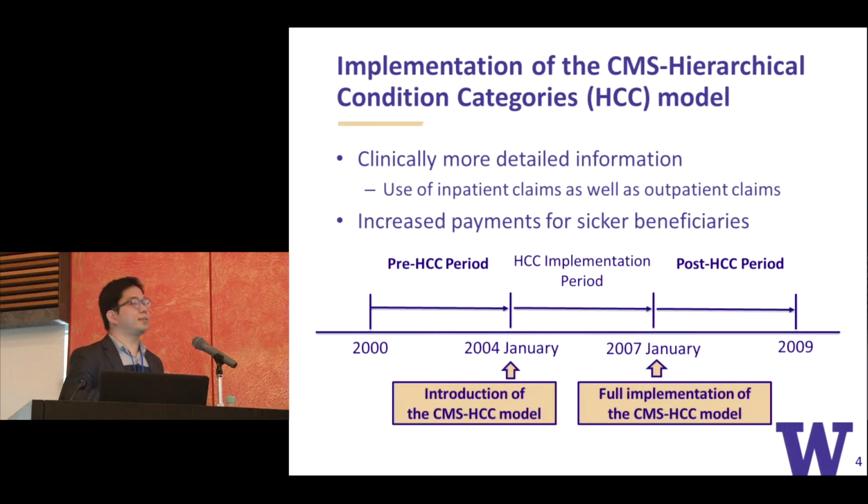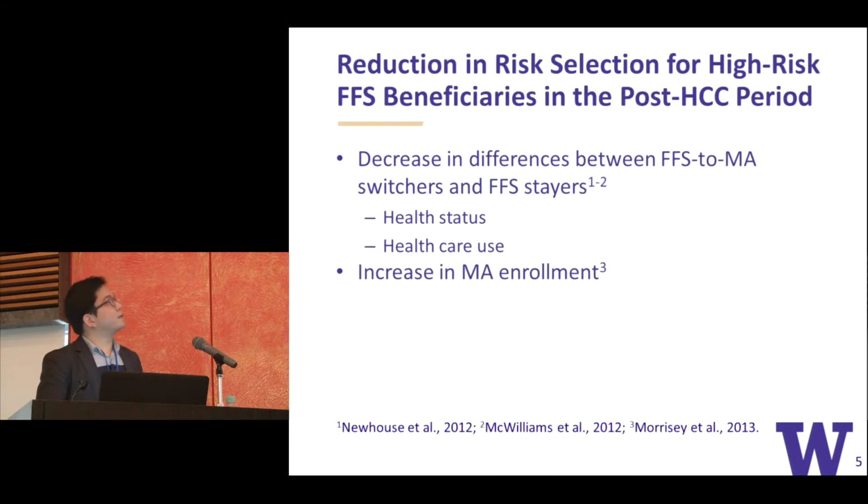The difference between the previous risk adjustment model and the CMS-HCC Model is that the previous model only used inpatient claims data, but the CMS-HCC Model uses inpatient as well as outpatient claims data, so that MA plans receive increased payment for sicker people. The CMS-HCC Model was initially phased in 2004 and fully implemented in 2007. Some papers show that the CMS-HCC Model reduced the MA plans' risk selection.